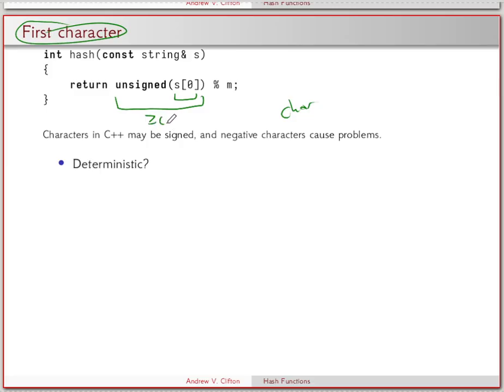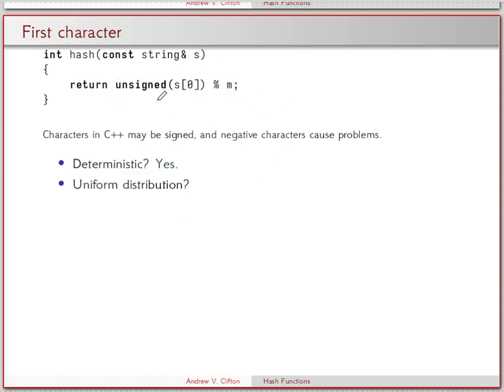So unsigned just says that this should be greater than or equal to 0, so that when I modulo m on it, I get a value between 0 and m minus 1. I don't want to get any negative numbers out of my hash functions there, because remember, we're going to use the output of this as an array index. So is this deterministic? Yep, right? Like first character, if you have two identical strings, that means they have identical characters throughout. So of course the first characters are going to be identical, so we are deterministic.